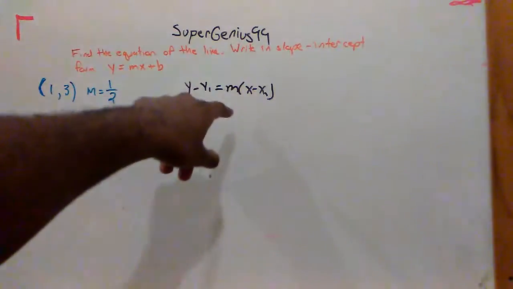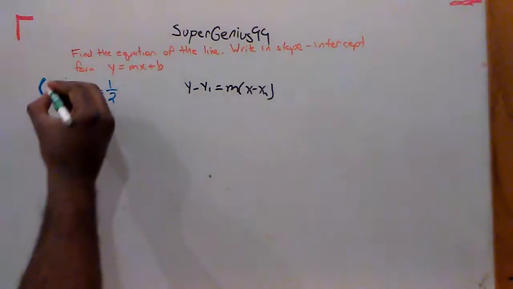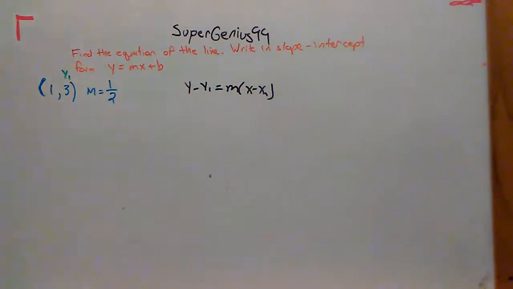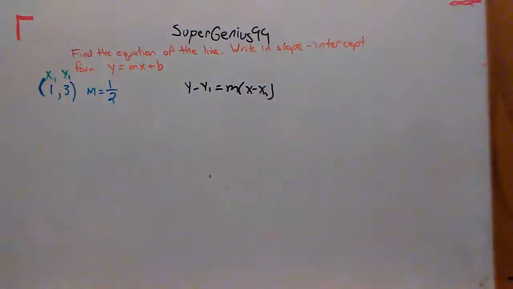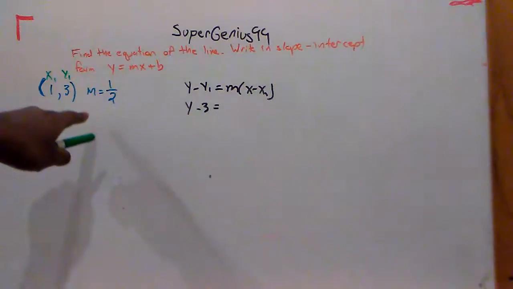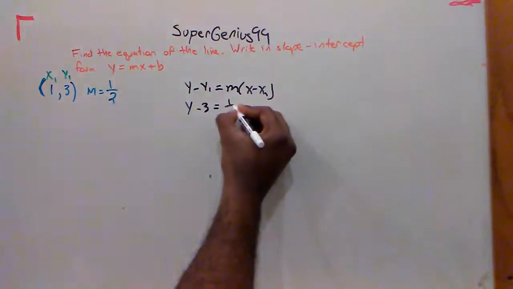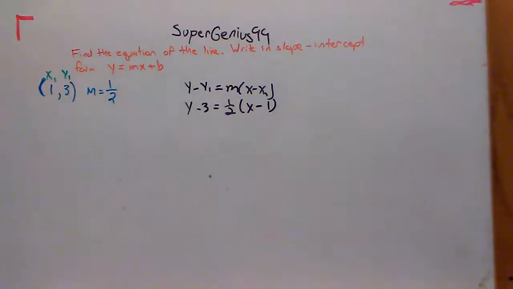Y minus y1 equals m times x minus x1, right? Where y1 is the y component of the point, and x1 is the x component of the point. And you just plug it in. So y minus y1, and what's your m? Well, they give it to us, your slope over here. Times x minus x1, and then distribute, so 1/2 times x and then 1/2 times 1.